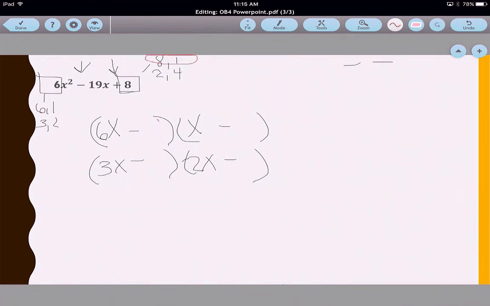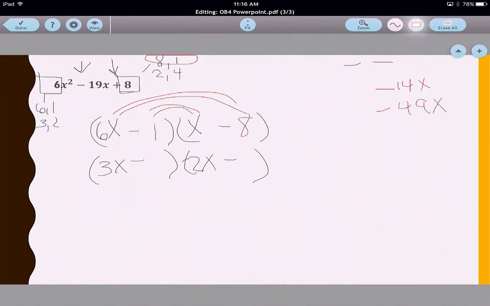So I'm first going to fill in an 8 here and a 1 here. This would give me 6x times negative 1x would be negative 6x minus 8x. That would give me a negative 14x for my middle term, which is not what I want. If I were to erase these and switch them by putting a 1 here and an 8 here, I'm going to get a negative 48x minus a 1x, which would be negative 49x, and that wouldn't be good either. So I'm going to erase those.